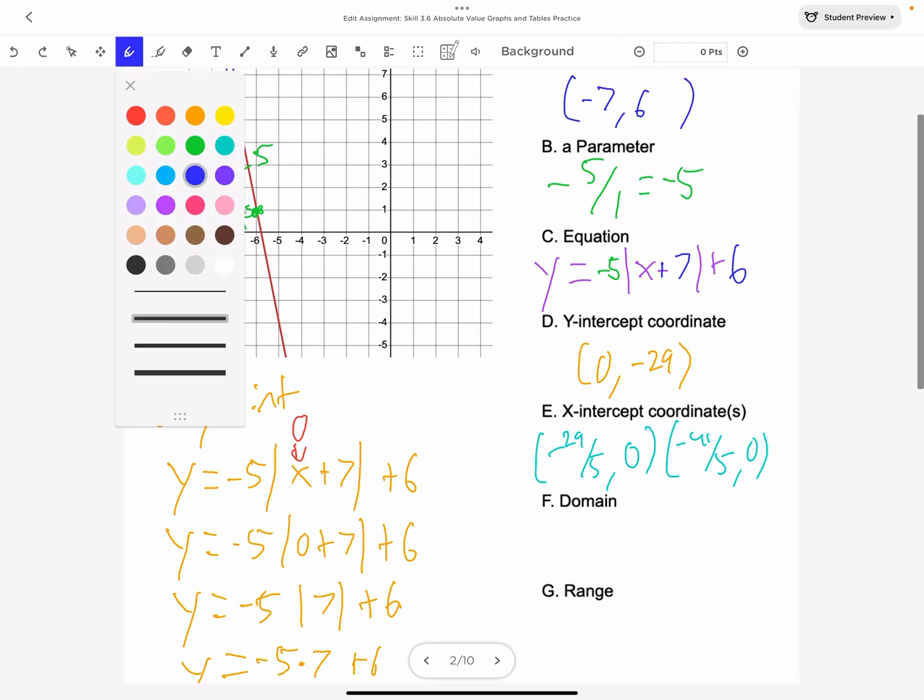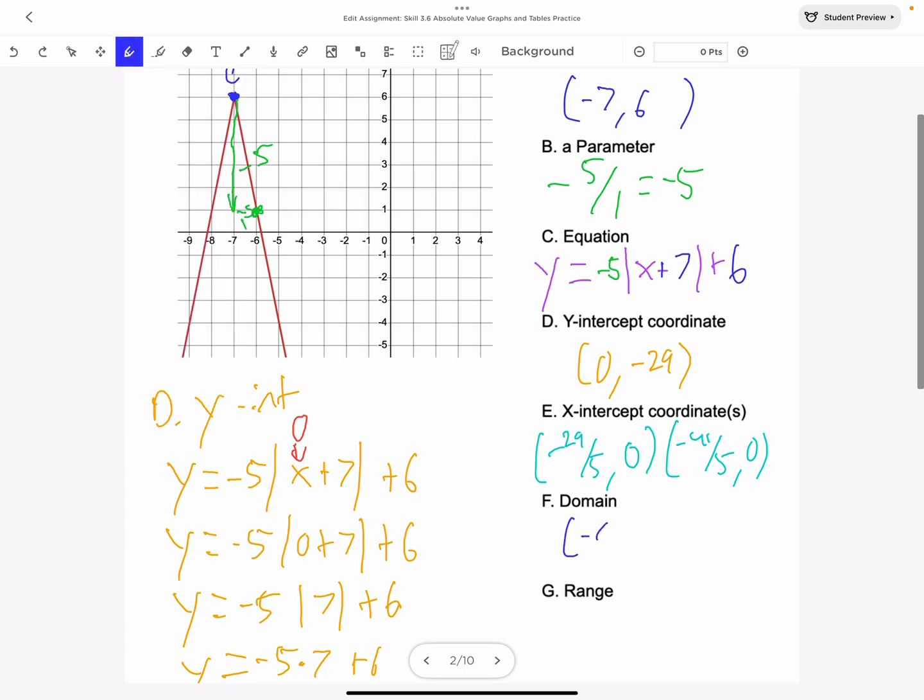Domain and range, we'll go back to blue. Domain is just all real numbers, so negative infinity to infinity. Range, right, I look at my y values. My maximum value is 6, and I include it because it is at the top. My minimum range is negative infinity, and I always use a parenthesis with negative infinity. And I'm done.